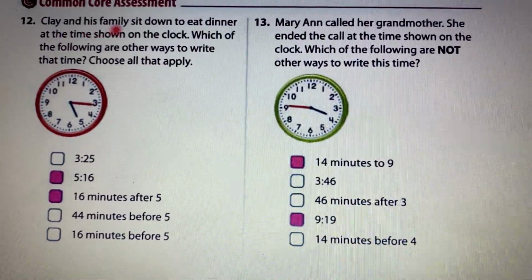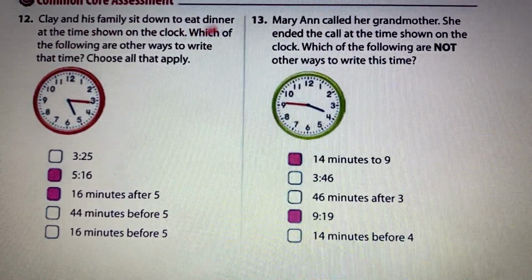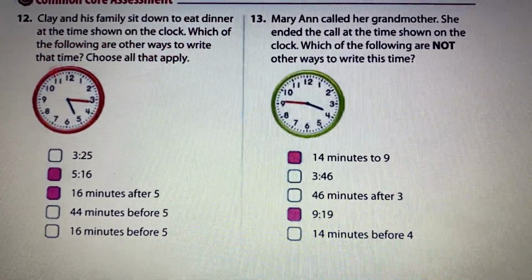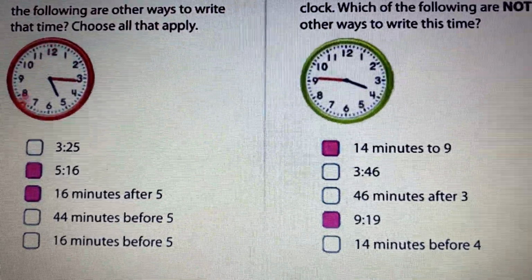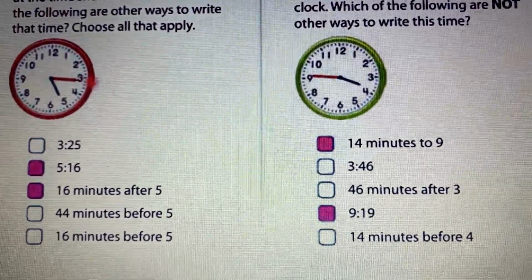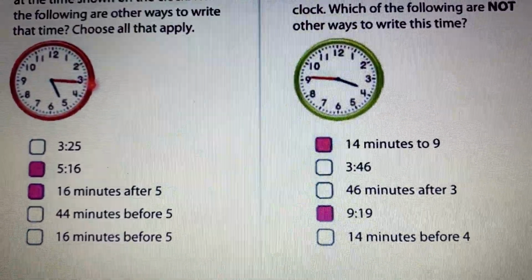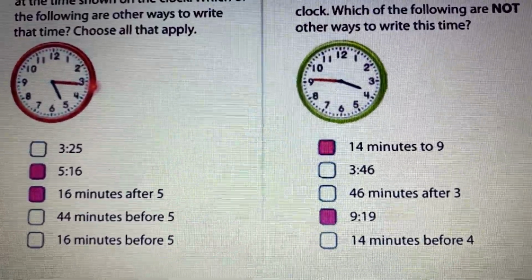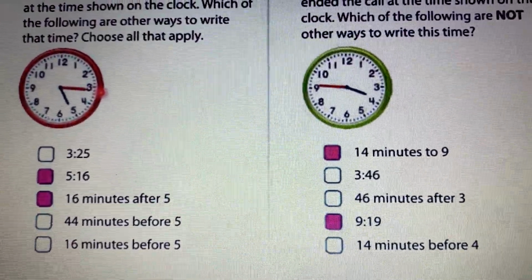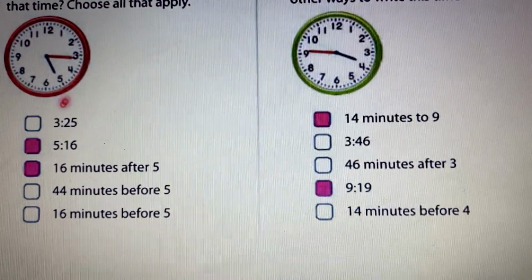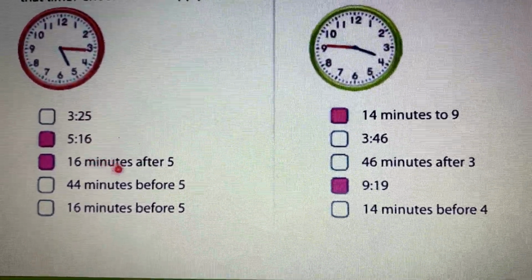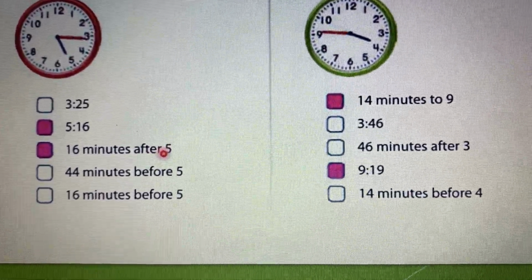Clay and his family sat down to eat dinner at the time shown on the clock. Which of the following are other ways to write that time? Okay, now the time is 5 and look, it's not 15. After 15 by 1. So what comes after 15? 16. So it's 5 and 16 minutes. 16 minutes after 5. Yes, it's correct.